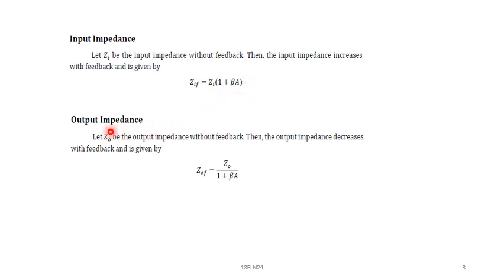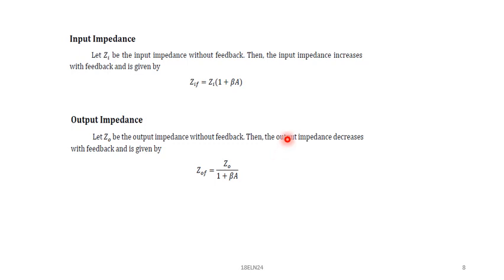So next is output impedance. Let Z0 be the output impedance without feedback, that is, we will determine it from the output side. Then output impedance decreases with feedback, that is given by Z0F is equal to Z0 divided by 1 plus beta into A. So output impedance will be reduced by a factor of 1 plus beta into A. Because it is divided by 1 plus beta into A, obviously there will be a reduction in the output impedance. So for a voltage series feedback amplifier, the output impedance will be reduced.